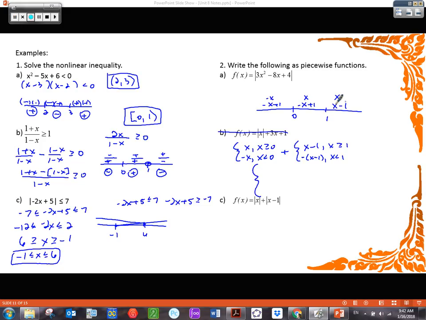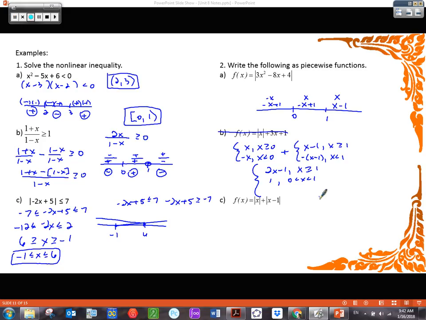So let's start with the biggest piece. So I have x plus x minus 1, so that's 2x minus 1. And that section is good when x is greater than or equal to 1. Okay. The middle section, when I combine those two equations together, when I add them, because that's what we're doing here is adding, I get 1. And that section is good between 0 and 1.